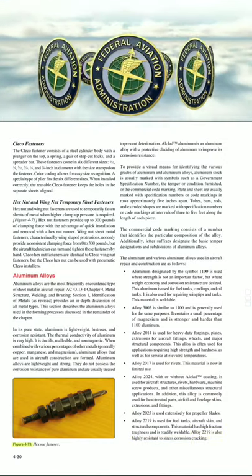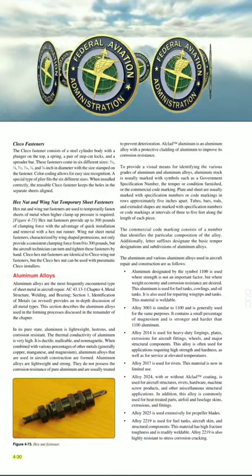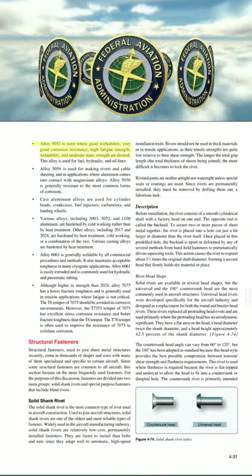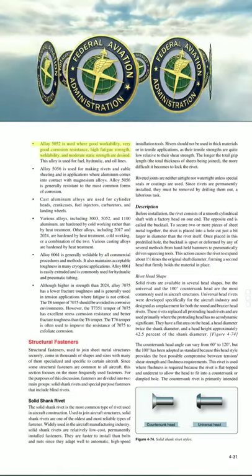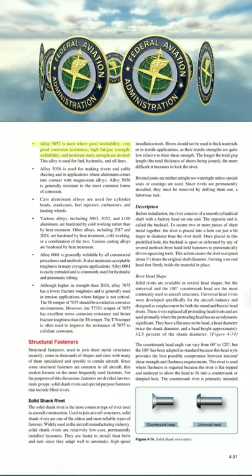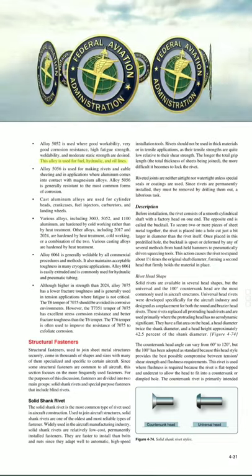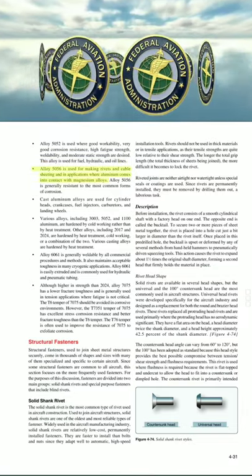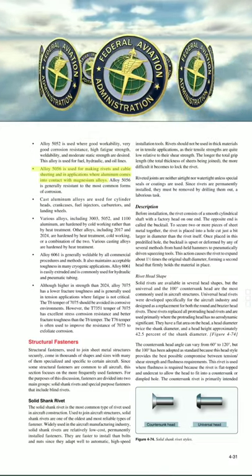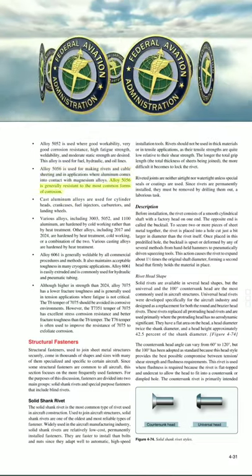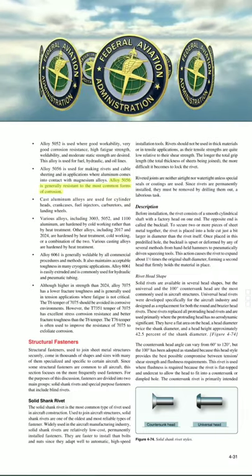Figure 4-73. Hex nut fastener. 4-30. Alloy 5052 is used where good workability, very good corrosion resistance, high fatigue strength, weldability, and moderate static strength are desired. This alloy is used for fuel, hydraulic, and oil lines. Alloy 5056 is used for making rivets and cable sheeting, and in applications where aluminum comes into contact with magnesium alloys. Alloy 5056 is generally resistant to the most common forms of corrosion.